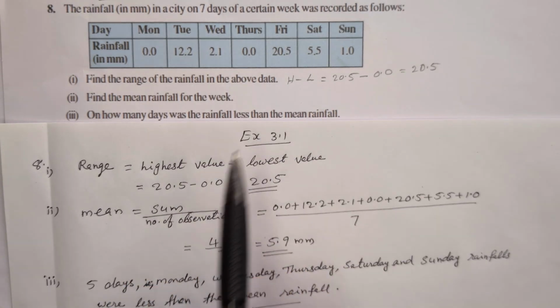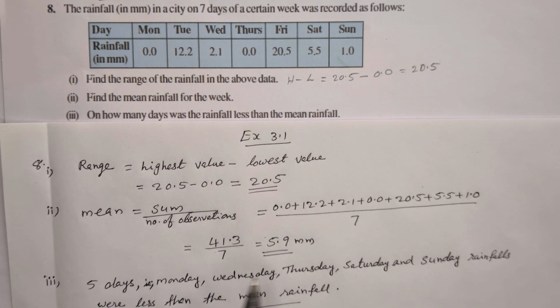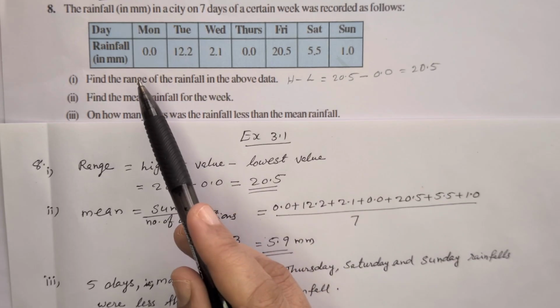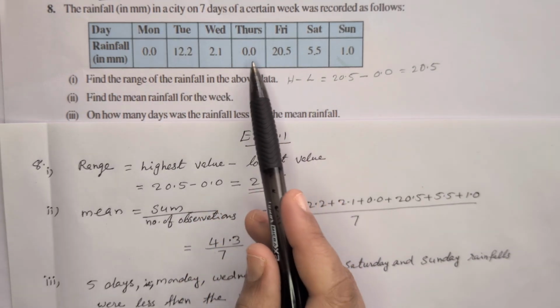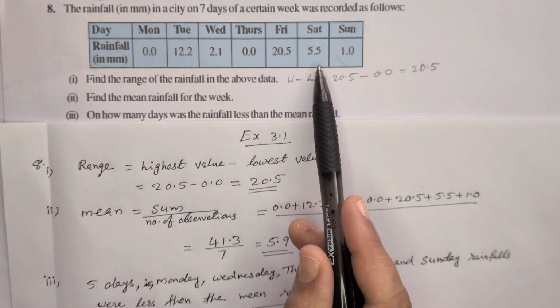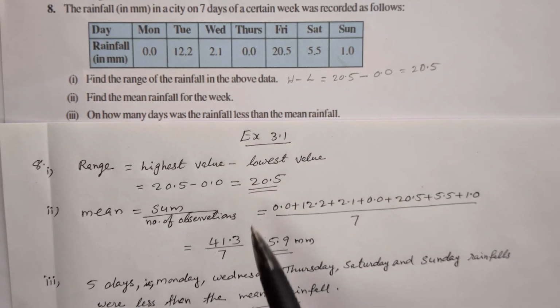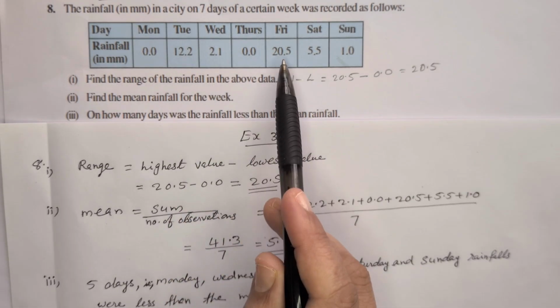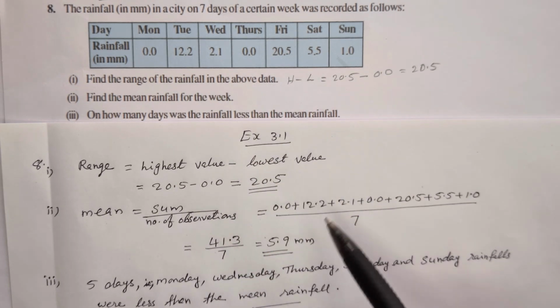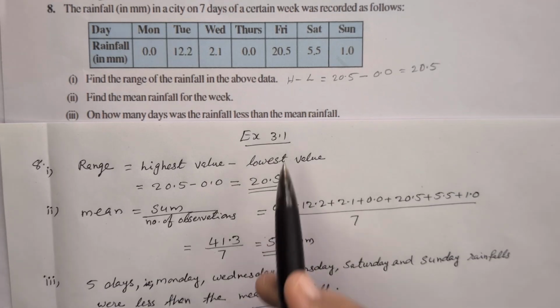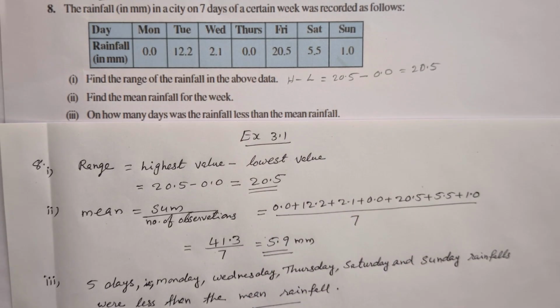Then how many days was the rainfall less than the mean? So we got mean rainfall, that is 5.9. Here we can see 5 days. Monday, Wednesday, Thursday, Saturday and Sunday were less than 5.9. Only Tuesday and Friday are more than 5.9. So these are the days where the rainfall was less than the mean rainfall.